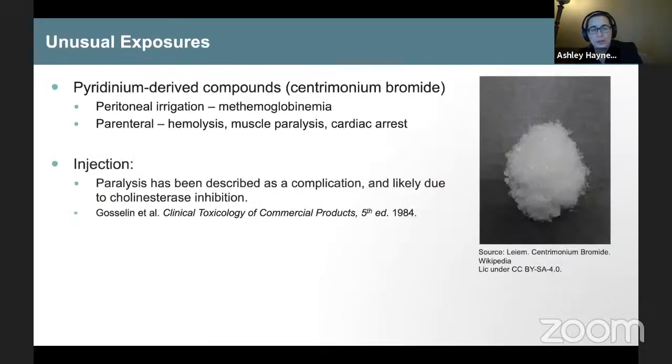If you look in textbooks or you do a Google search, you may see scary sounding side effects, including methemoglobinemia and hemolysis. These are usually in the setting of really unusual exposures. So there's been some cases where people did some peritoneal irrigation and developed methemoglobinemia. We don't do that routinely. That's not something that would ever be recommended for its use. There have been people who have used this parenterally, sometimes in the setting of a suicidal gesture, that have developed hemolysis and cardiac arrest and muscle paralysis. Injection has also been associated with paralysis in animal studies, when they were just examining toxicity of these agents. And they think that this is probably due to similarity in structure to the cholinesterase inhibitors. So when you think about the organophosphates type agents. Next slide, please.